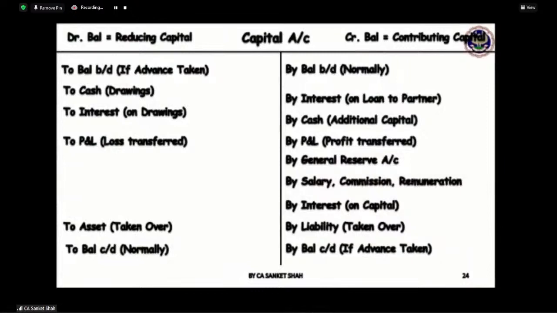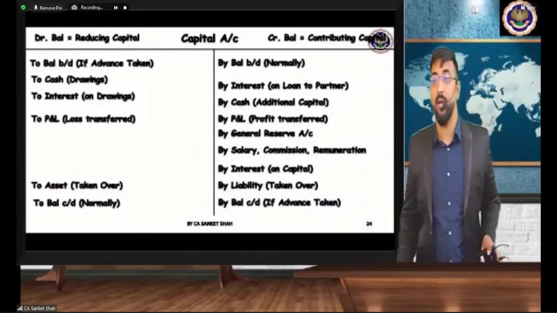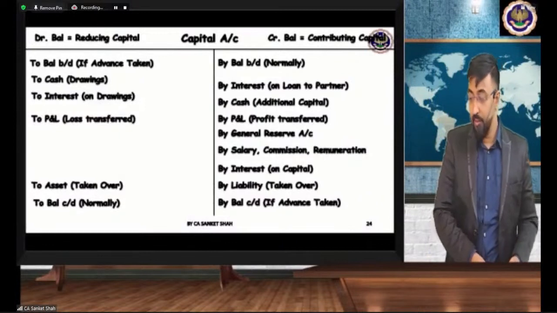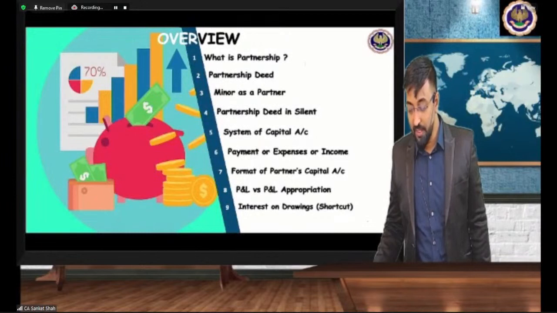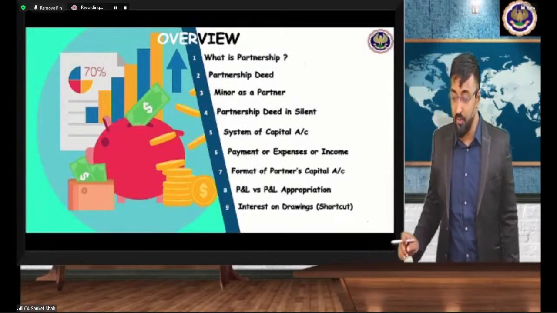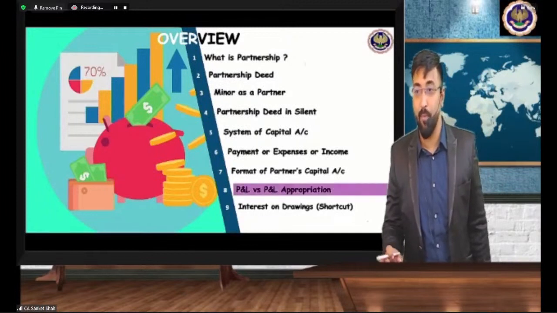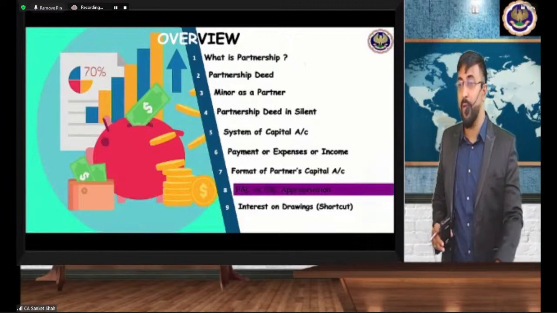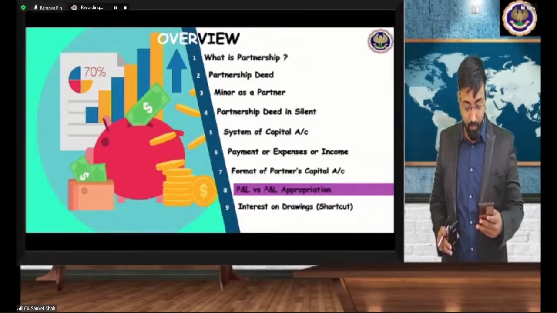Welcome back once again. So I hope you are clear now with the capital account and current account pro forma. It's very easy. So, capital account and current account pro forma. Now next, what we are going to see is what is the P&L account and what is the P&L appropriation account. So write down the concept of P&L account and P&L appropriation. Very, very important concept. P&L and P&L appropriation.